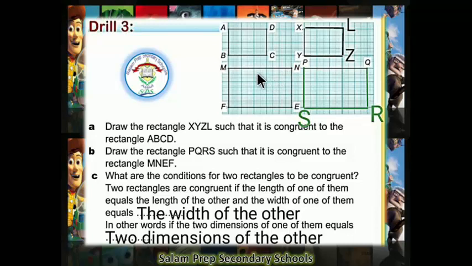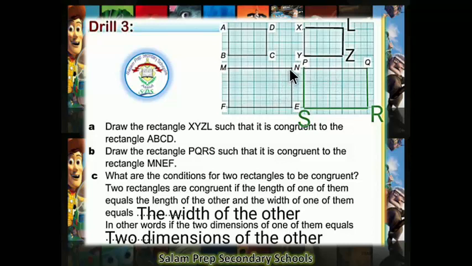The second rectangle has different dimensions. The length is 5 centimeter. So, if we want to draw congruent rectangle to rectangle MNEF, we will draw the same dimension. The length of rectangle MNEF, its length equal 5 centimeter. So we can draw congruent rectangle BQRS with length equal 5 centimeter.